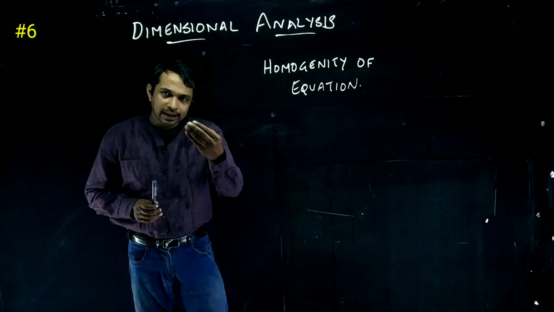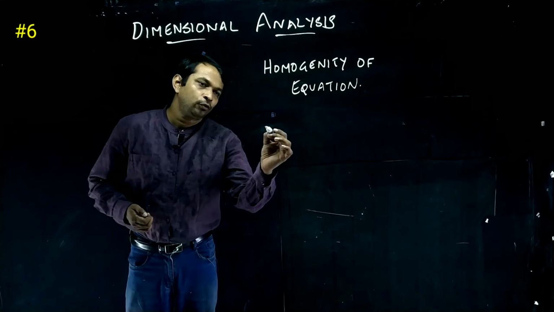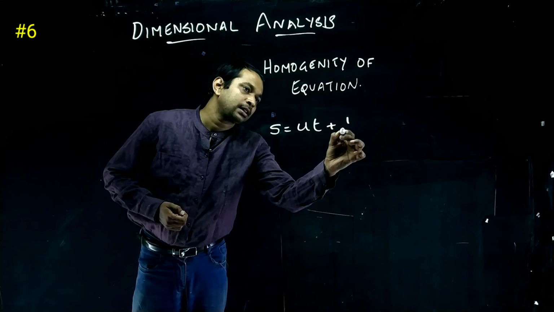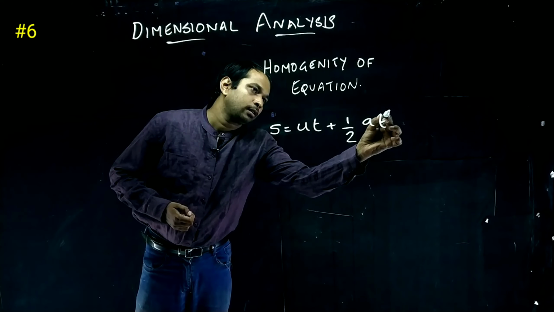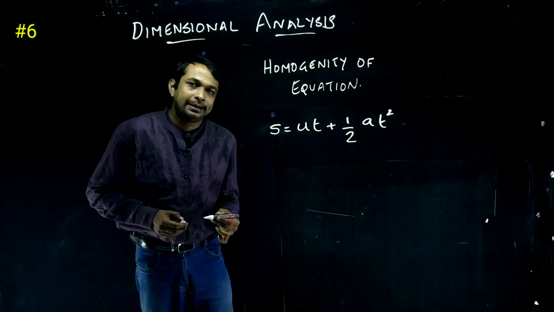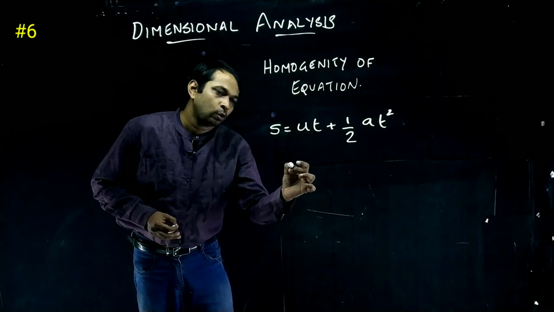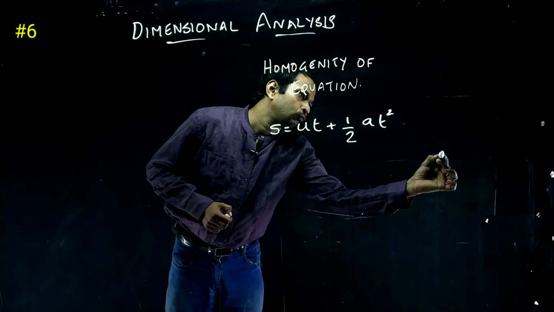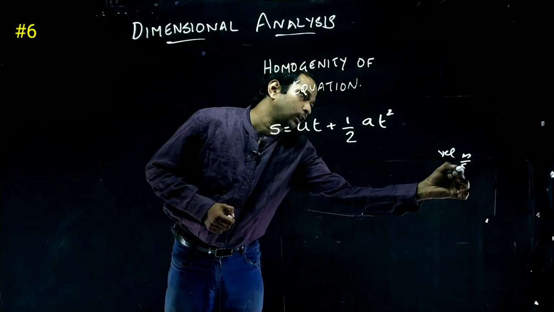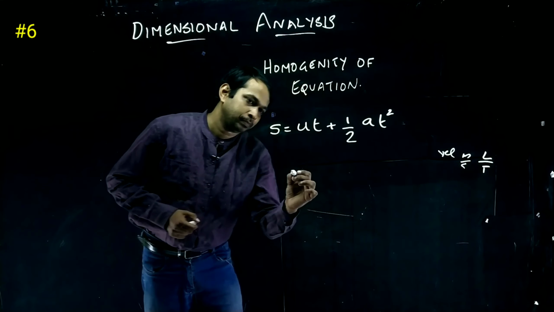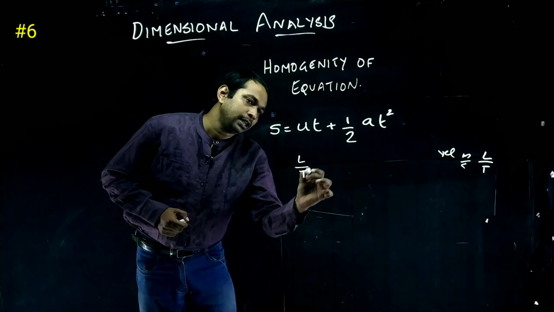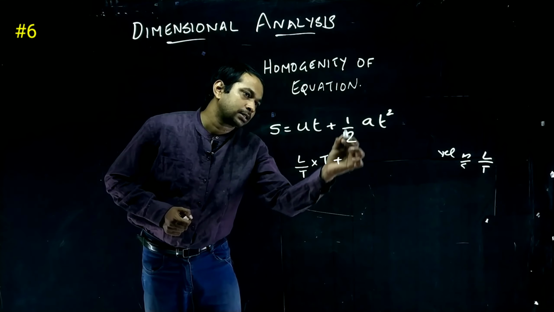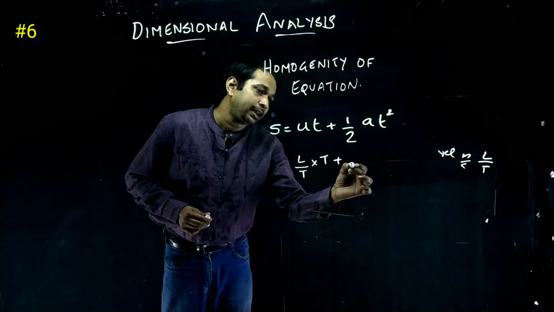Now let's consider the next example, another very familiar equation, S is equal to ut plus half at square. Let's check the dimensions on the right hand side. What is u? u is velocity, right? Velocity, meter per second, or L by T. L by T into T. T is time, so the half is a constant, we can neglect it.